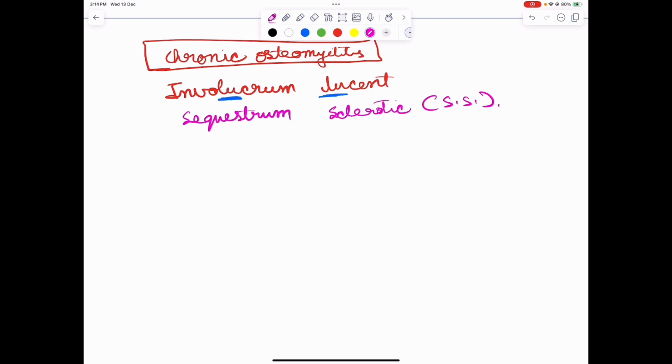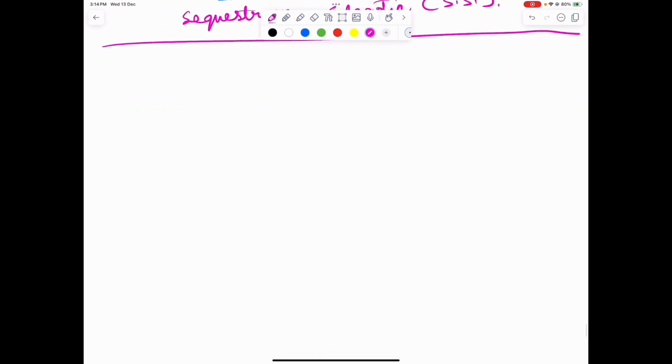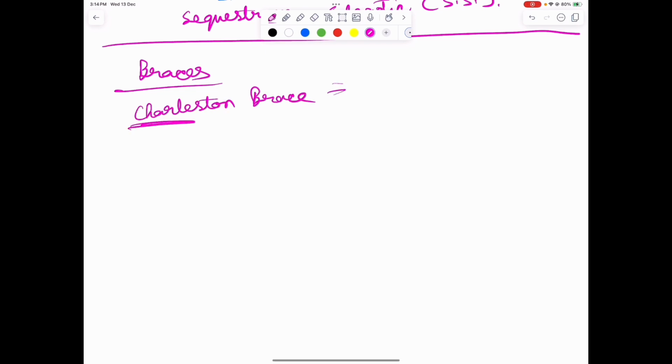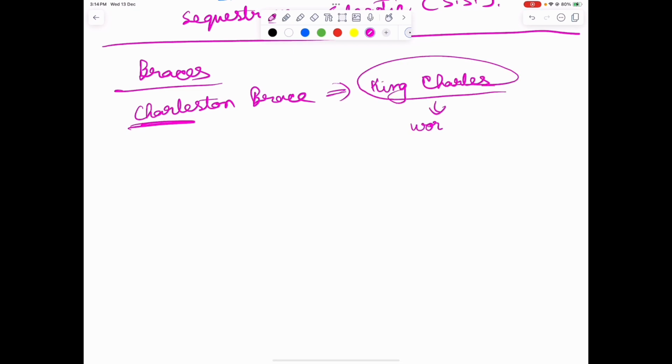Now we directly move on to the braces. Now in braces, you all know what braces are used for, but one that stands out here is Charleston brace. See, Charleston brace is what? Charleston brace is for King Charles. So what would King Charles do? King Charles would try to show the world that he is a strong person. So he would not wear this brace during daytime, but only during night time.